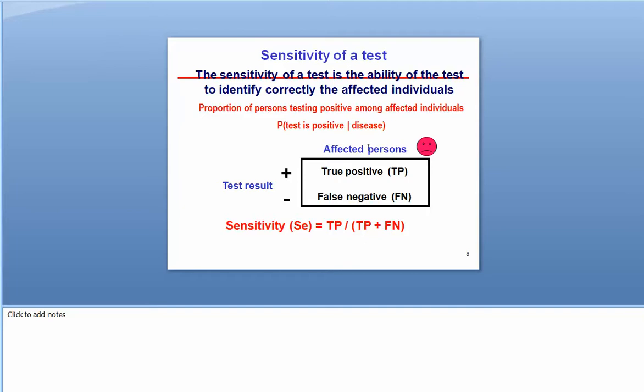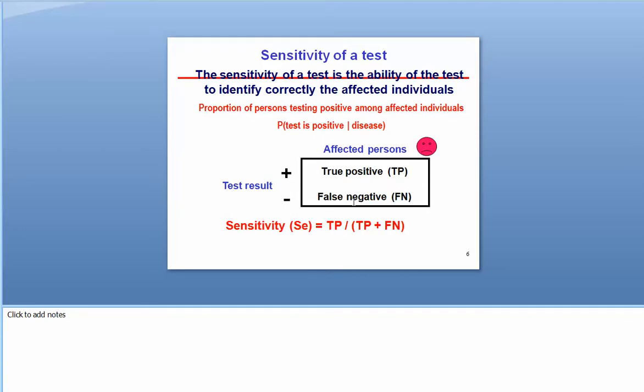So if you take the subgroup of affected persons and they are subjected to a test, we will have the true positives and the false negatives. So for the test to be sensitive, the true positives should be really, really high.